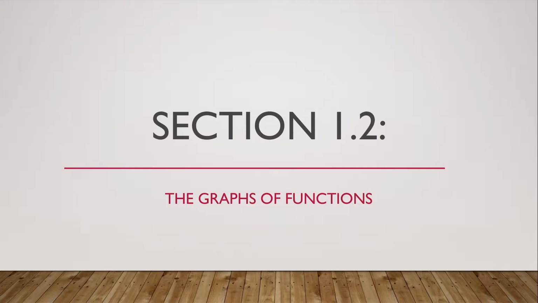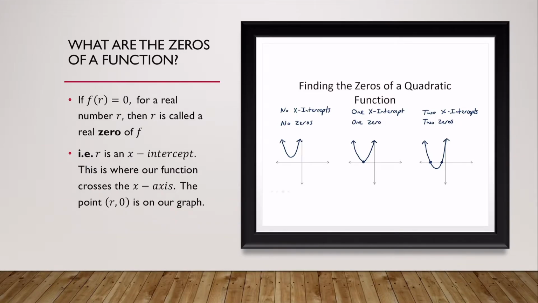Section 1.2 is all about the graphs of functions and what we can learn from them. So a really important concept is: what are the zeros of a function? If f of r, being some x value, equals 0 for any real number r, then r is called a real root of f. Remember, now we're focusing on the real number line. We'll talk about complex numbers later on in this course. That would mean that r is an x-intercept. That's where our function crosses the x-axis. So that x-intercept point is on our graph.